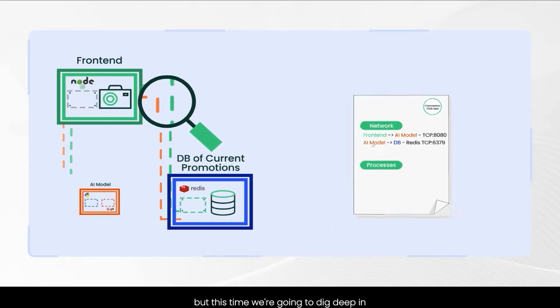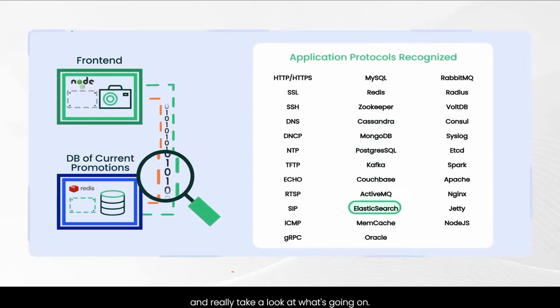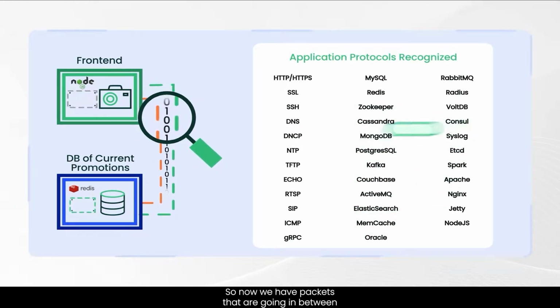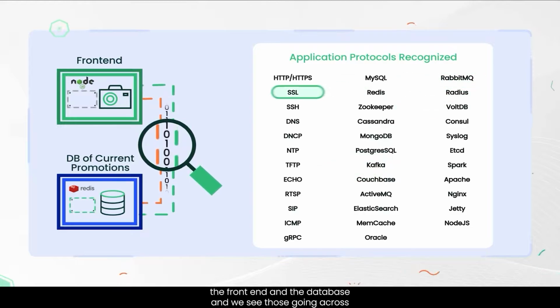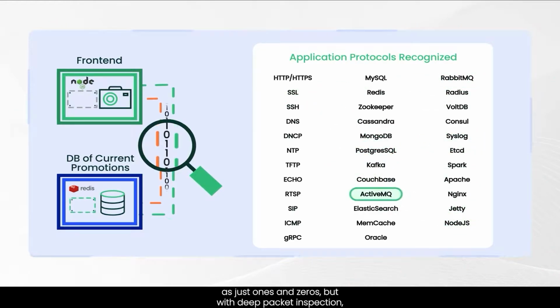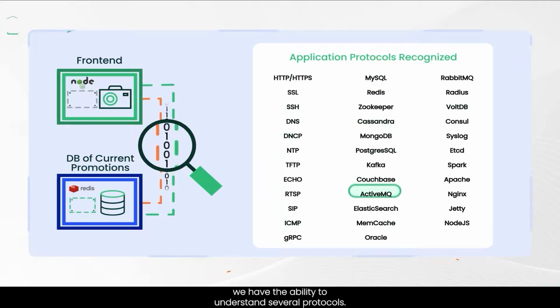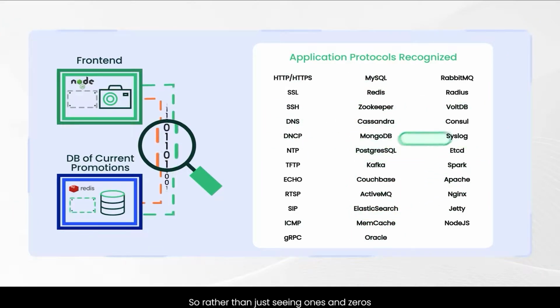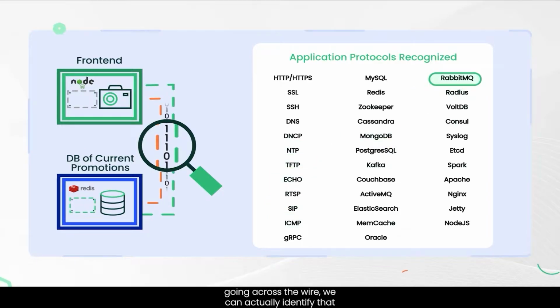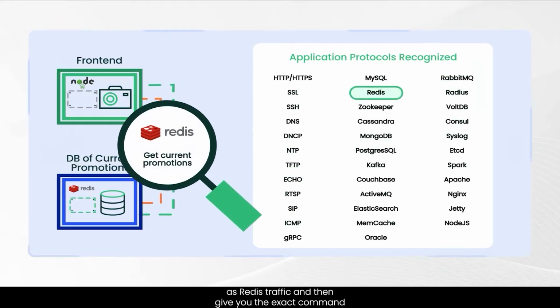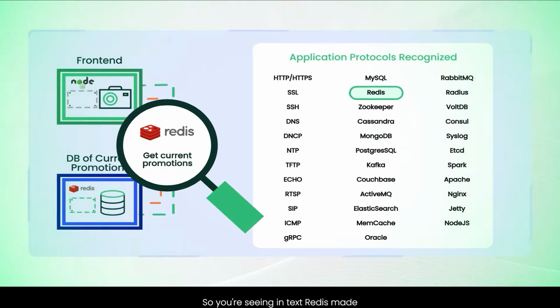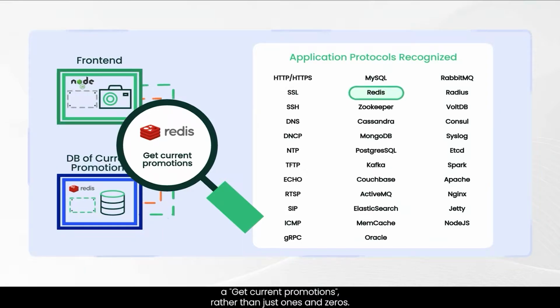But this time, we're going to dig deep in and really take a look at what's going on. So now we have packets that are going in between the front end and the database, and we see those going across as just ones and zeros. But with deep packet inspection, we have the ability to understand several protocols. So rather than just seeing ones and zeros going across the wire, we can actually identify that as Redis traffic and then give you the exact command that was going across. So you're seeing in text, Redis made a get current promotions rather than just ones and zeros. It's a lot easier to diagnose problems with that.